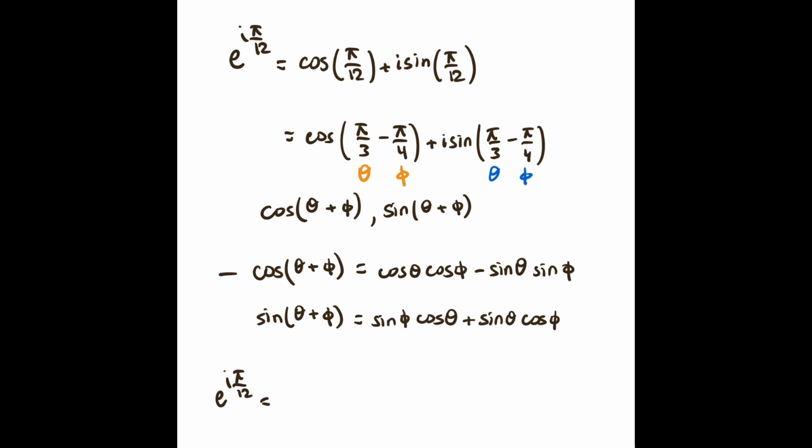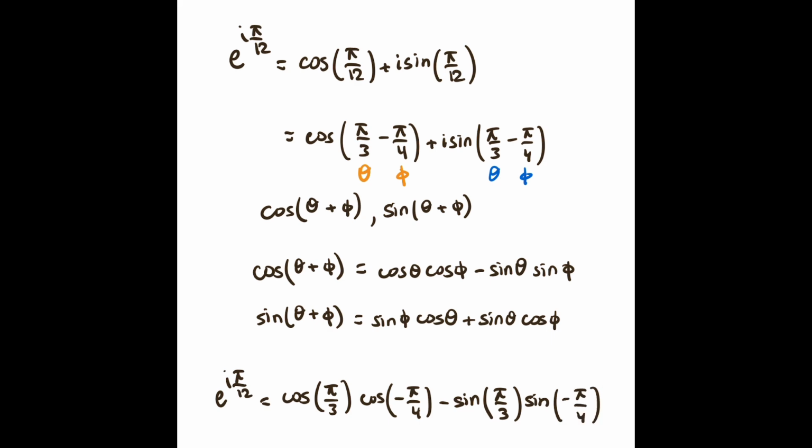So now using the first formula, we'll have cosine of theta, which is pi over 3, times cosine of phi, which is negative pi over 4, minus sine of pi over 3 times sine of negative pi over 4, plus i times sine of negative pi over 4 times cosine of pi over 3 plus sine of pi over 3 times cosine of negative pi over 4.